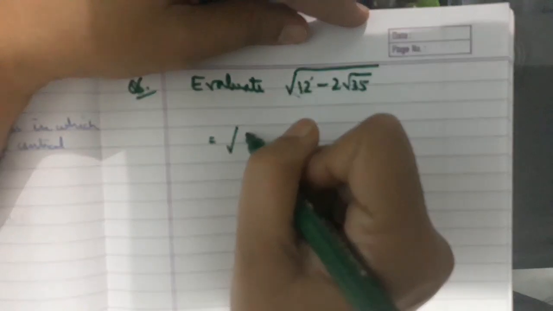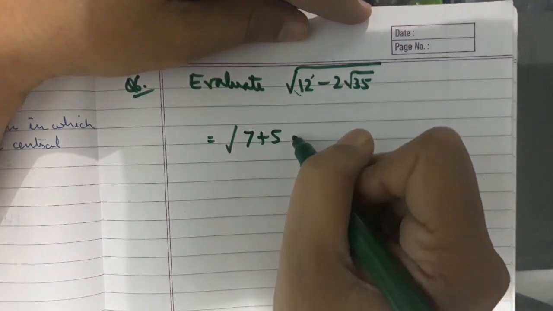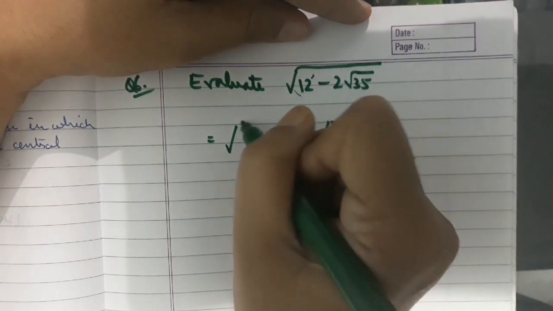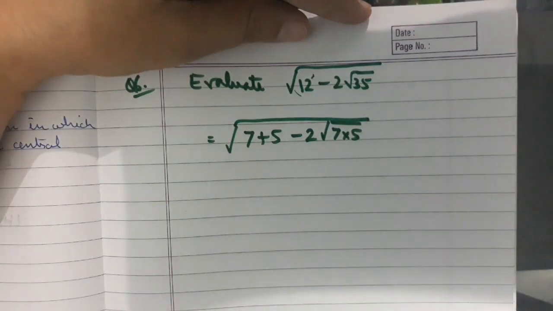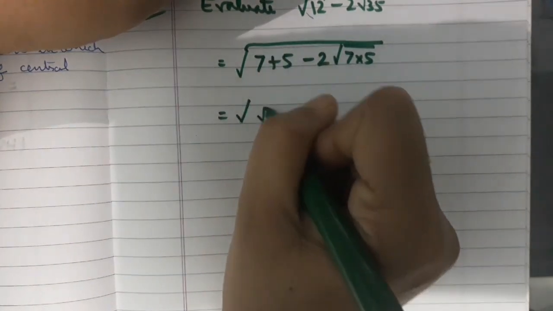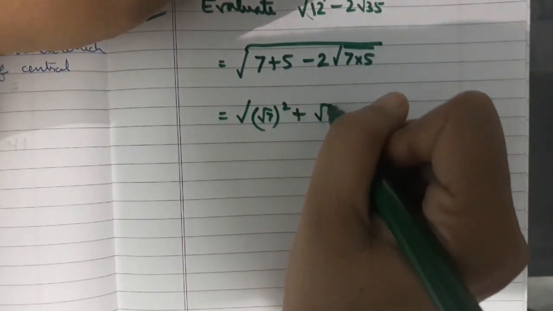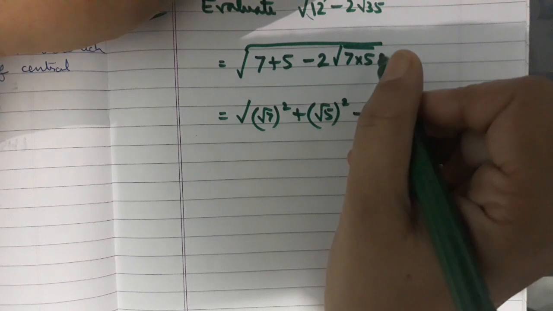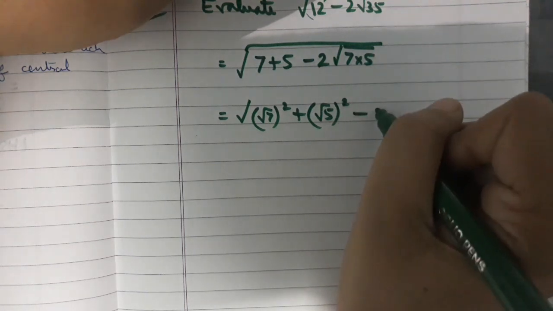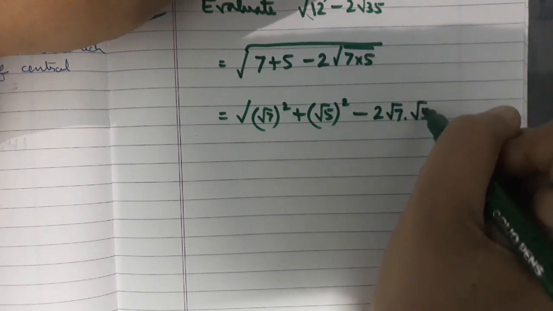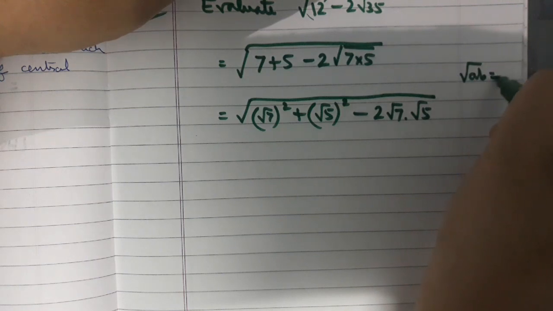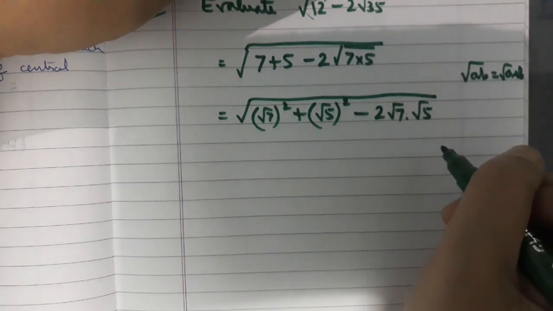Now we write 12 as 7 plus 5, and this can be written as root 35. This 35 can be written as 7 into 5. This is how we write it down. Now 7 can be written as root 7 whole square, and 5 can be written as root 5 whole square, minus 2 into root 7 into 5 can be written as 2 into root 7 into root 5 whole under root, because we know that root AB is equal to root A into root B.